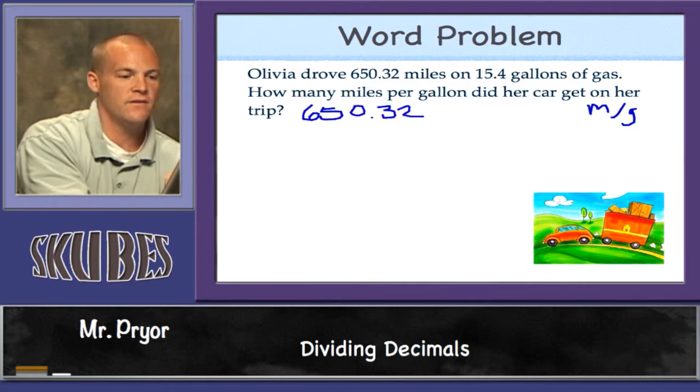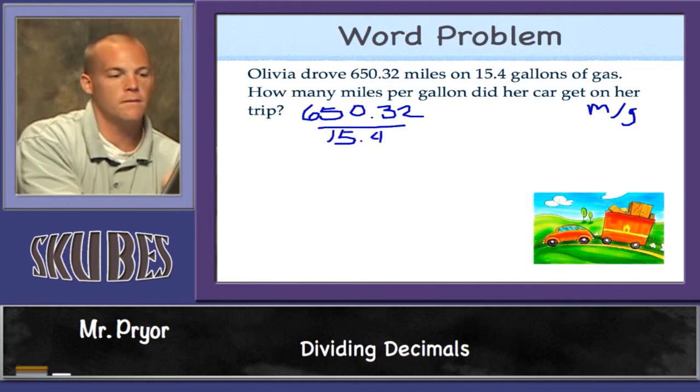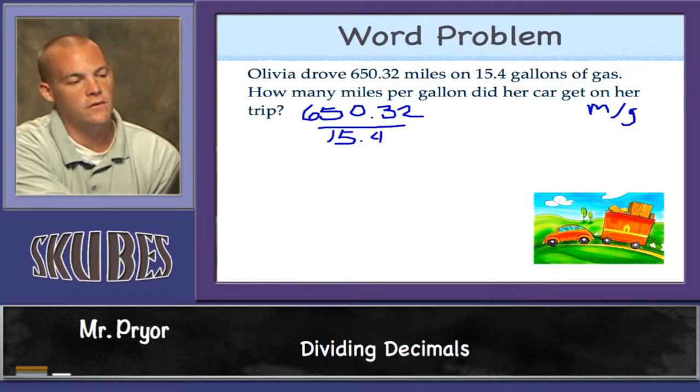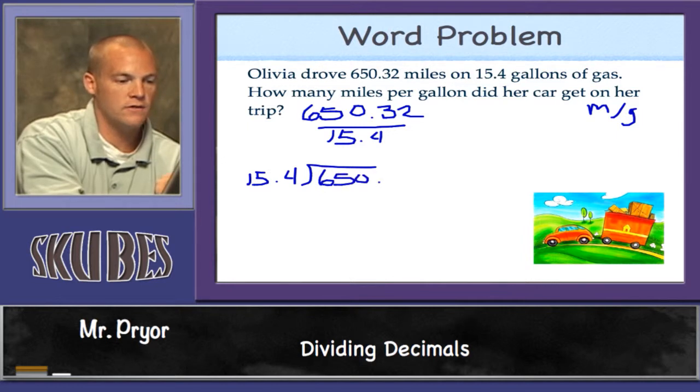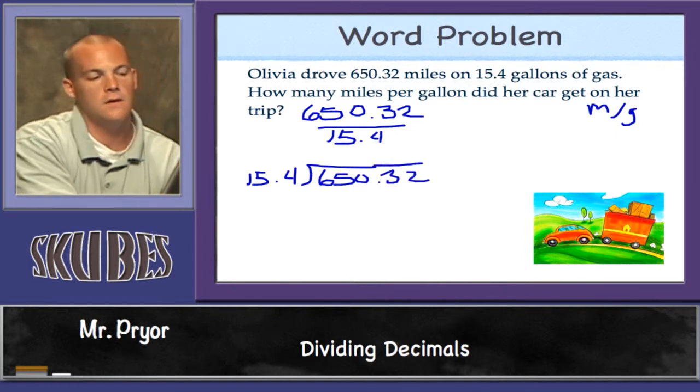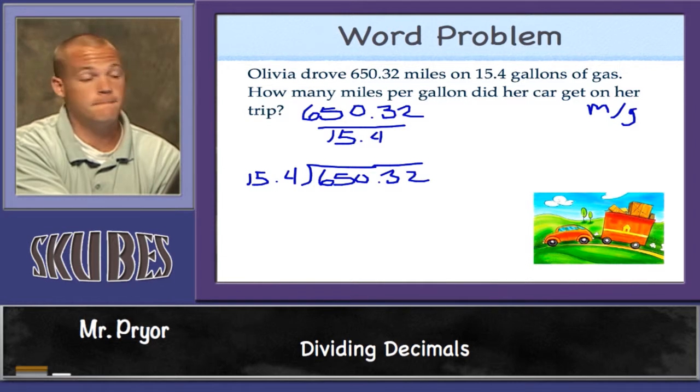650.32 divided by 15.4 would be your setup. So again, 15.4 goes outside the division sign, 650.32 would go inside. And you're all set up and ready to divide.